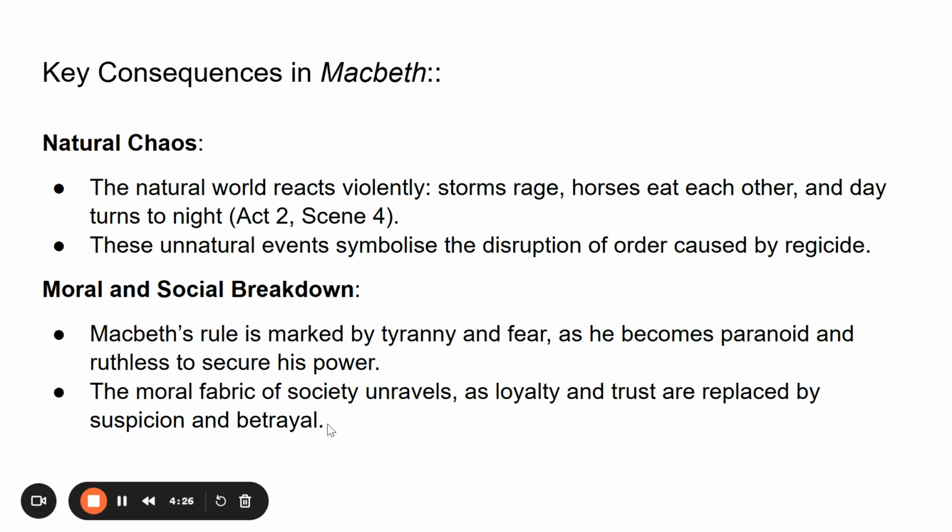Moral and social breakdown. Macbeth's rule is marked by tyranny and fear, as he becomes paranoid and ruthless to secure his power. The moral fabric of society unravels as loyalty and trust are replaced by suspicion and betrayal.